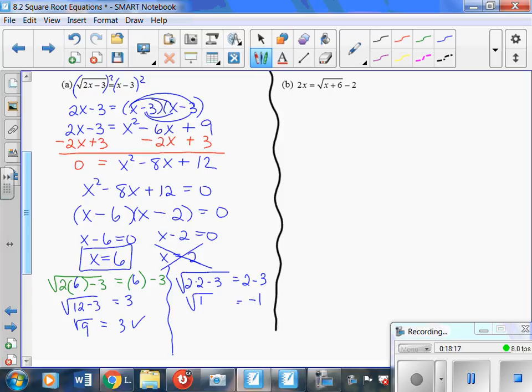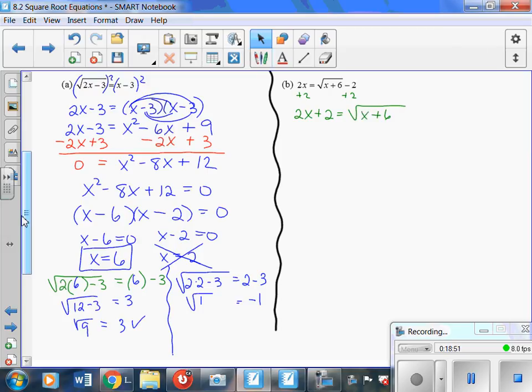So why don't you pause the video now and try B. All right, just beware because you have to isolate that radical first. Okay, so doesn't matter which way you do it, if you add 2 to both sides, you get 2x plus 2 is equal to the square root of x plus 6.